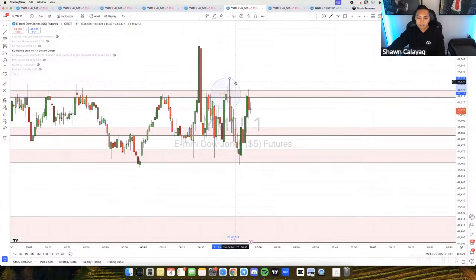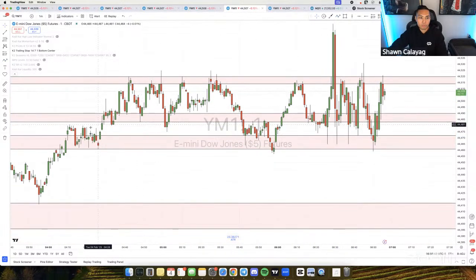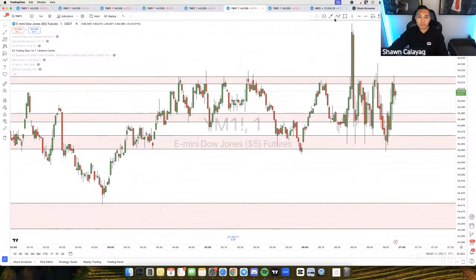Here's the SR zones, as you can see here. It's been respecting the support resistance. Same thing here, it's been just going back and forth, back and forth. Again, this support resistance has been established since 4 o'clock. So since 4 o'clock this morning, price has been consolidating within this area.